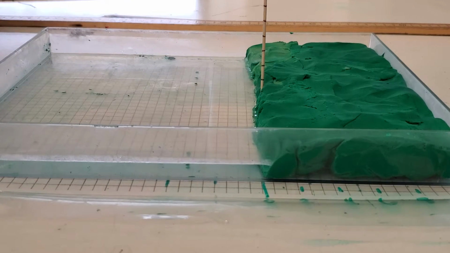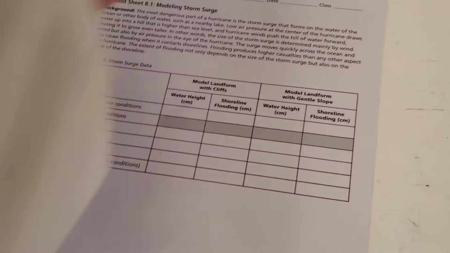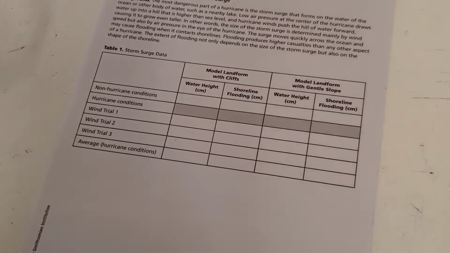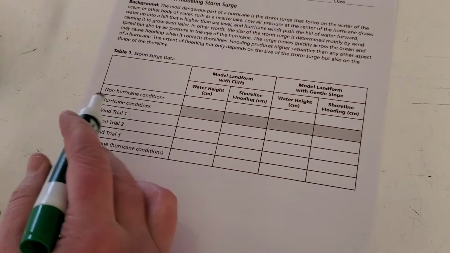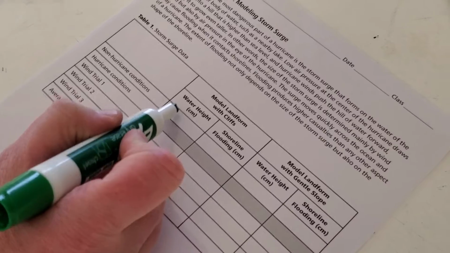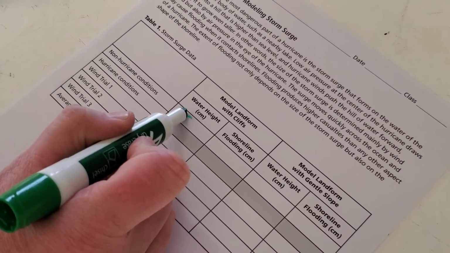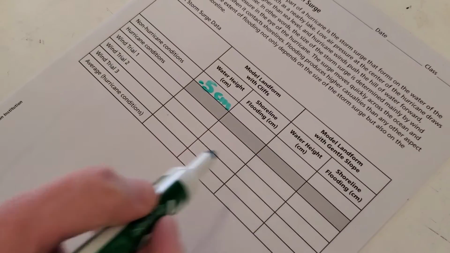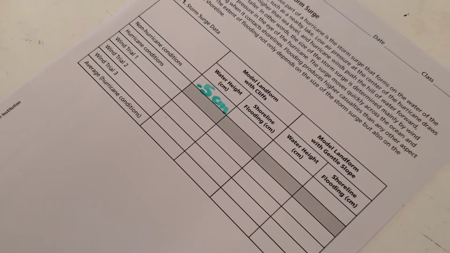Wait, we've got to write something down, don't we? I forgot. Me too. So the amount of water, we need to put that on our table. Hopefully you've already copied and pasted this into your science journal. Non-hurricane conditions, water height is going to be 0.5 centimeters, which we like to call 5/10, half a centimeter. That's how you write it. And that would be the case all the way across, probably.